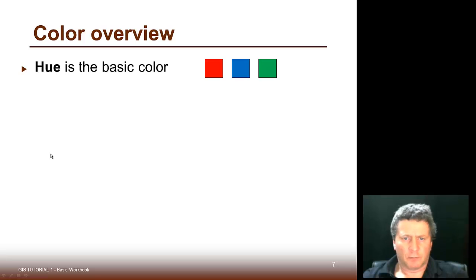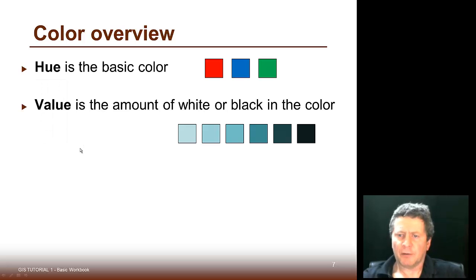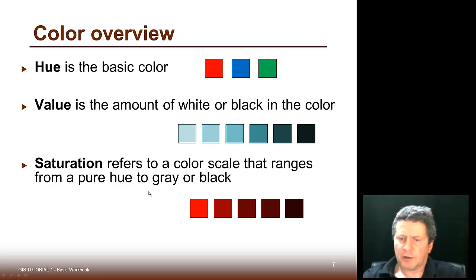All right, I'd like to add to this a little bit of information on color. Hue is the basic color, so we've got red, green, and blue here. And value is the amount of white or black in the color, so we can get a range within a certain color. And saturation refers to a color that ranges from a pure hue to a gray or black.